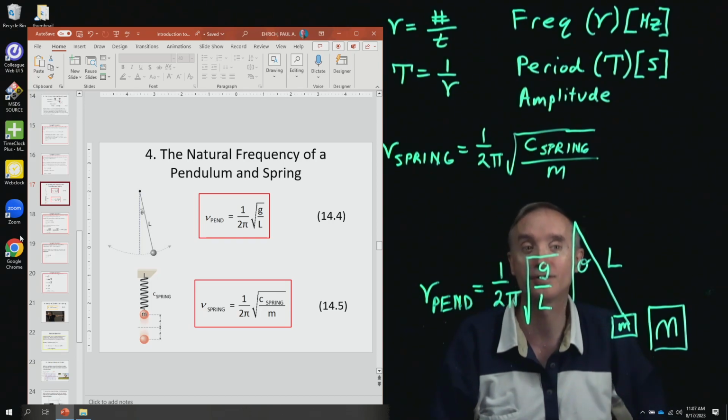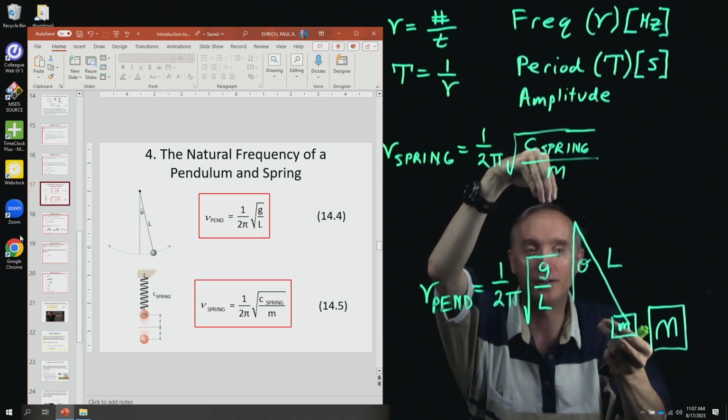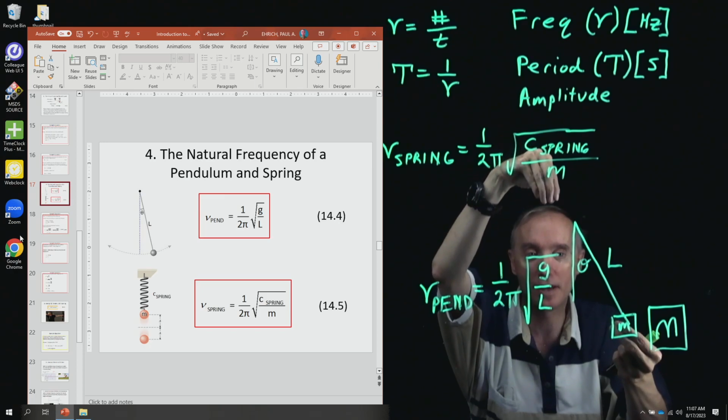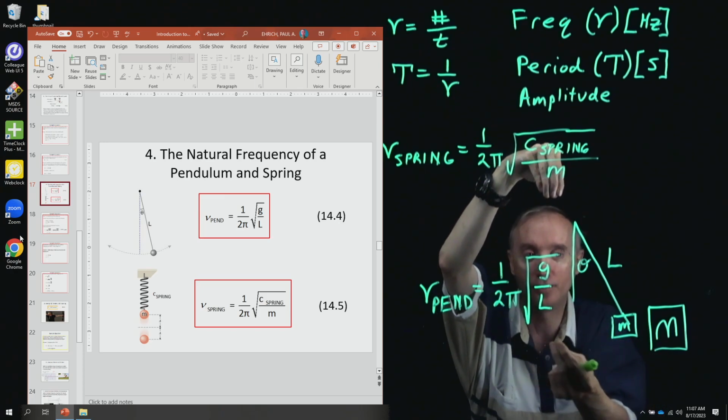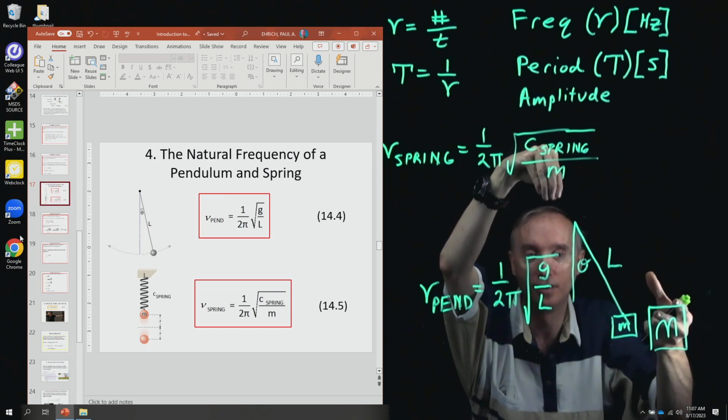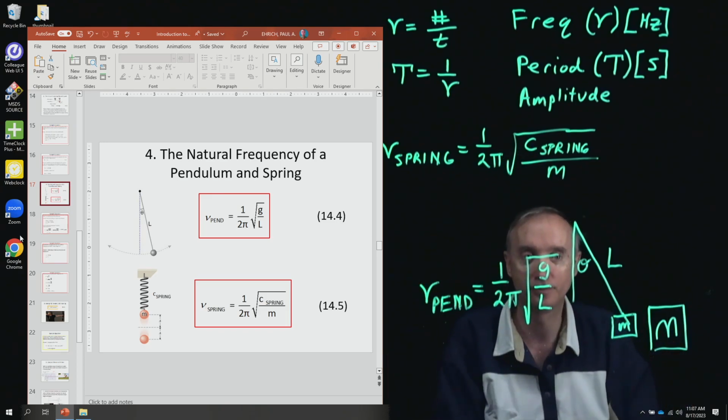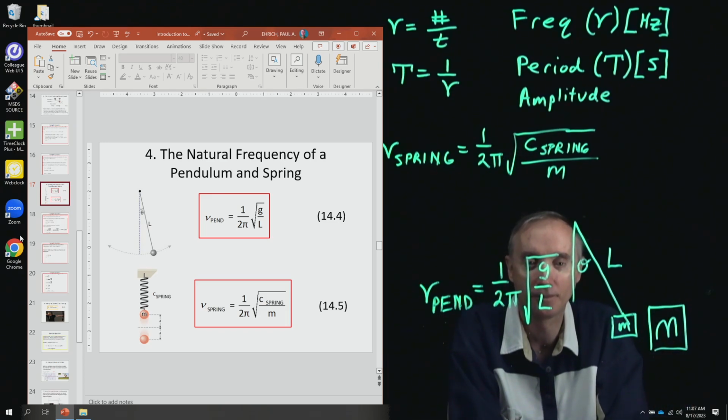Now, let's go to the extreme. What would happen if you take your pendulum and go deep, deep into outer space, pull it out and let it go? What do you think is going to happen? Make a prediction. If you're deep, deep, deep in outer space, what's the gravity like? It's going to be very small, if not zero.